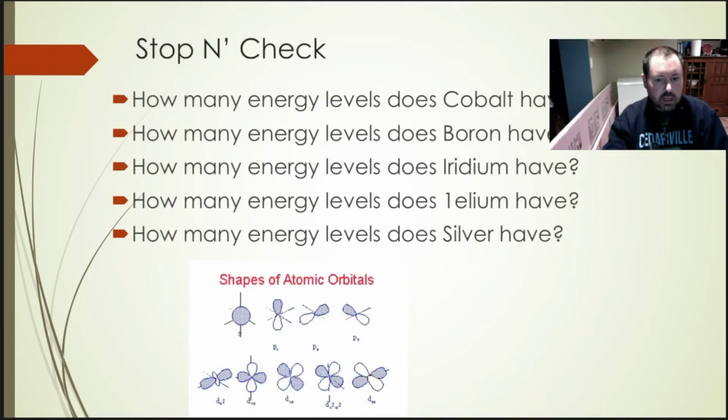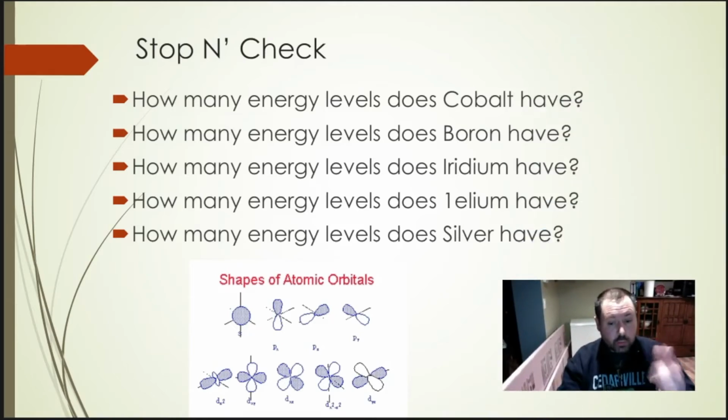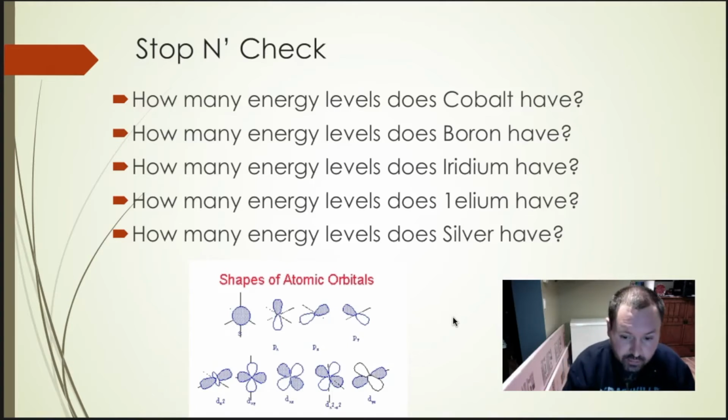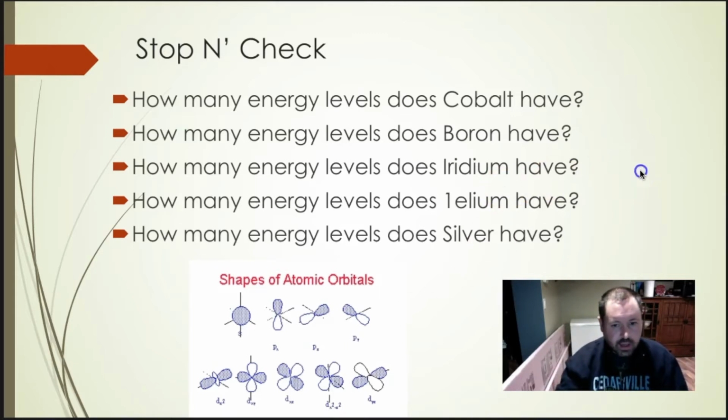All right, let's keep going. Let's do a stop and check. You're going to want to use your own periodic chart. I highly suggest you do this and follow along, because it's going to help reinforce some things. So how many energy levels does cobalt have? Find cobalt on the periodic chart. It's a transition element, so it's in the middle part. But how many rings of electrons does it have? 4. It should have 4 rings of electrons.